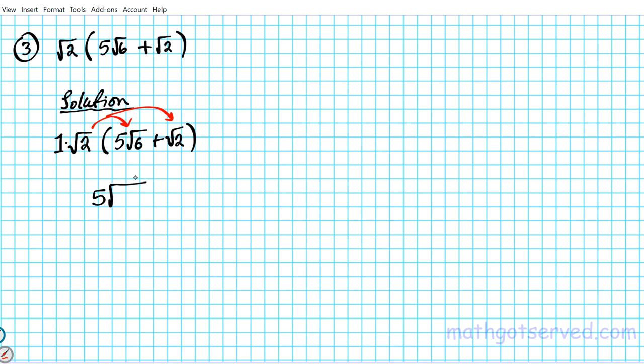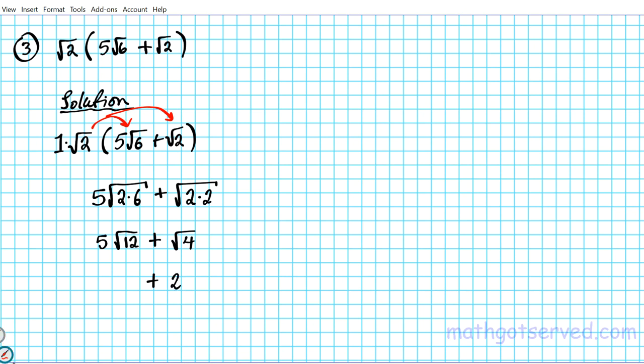now you multiply the radicands, 2 times 6. Okay, plus root 2 times root 2 is just going to be the square root of 2 times 2. Let's simplify this. So we're going to have 5 root 12 plus the square root of 4. Okay, let's simplify. Oh, we know what the square root of 4 is. That's easy. The square root of 4 is just 2.